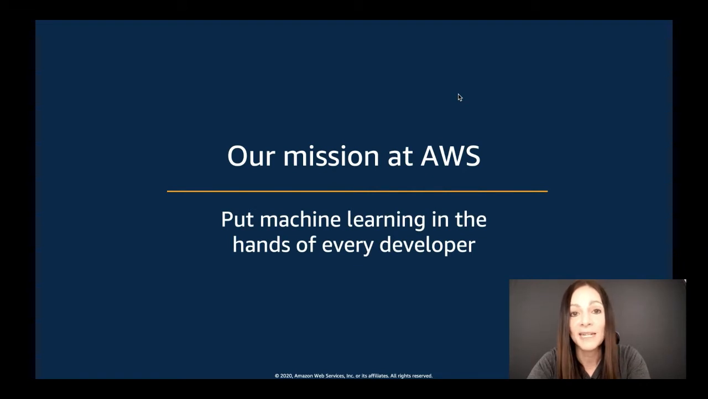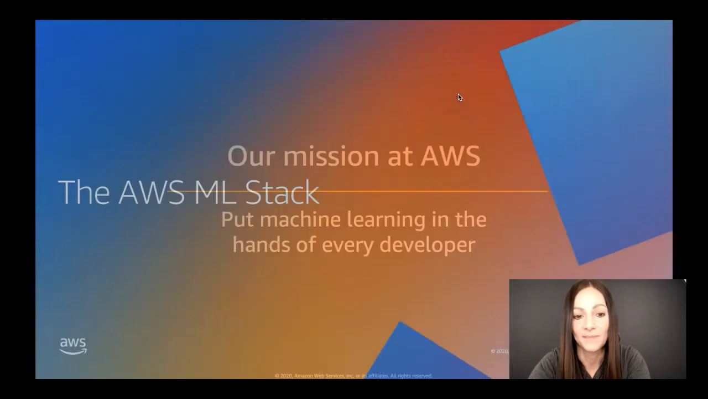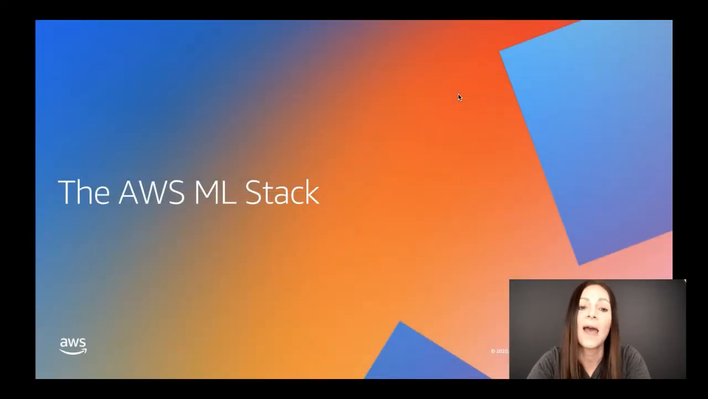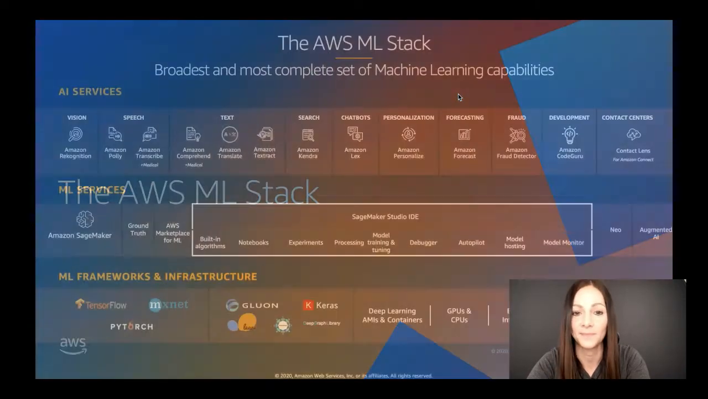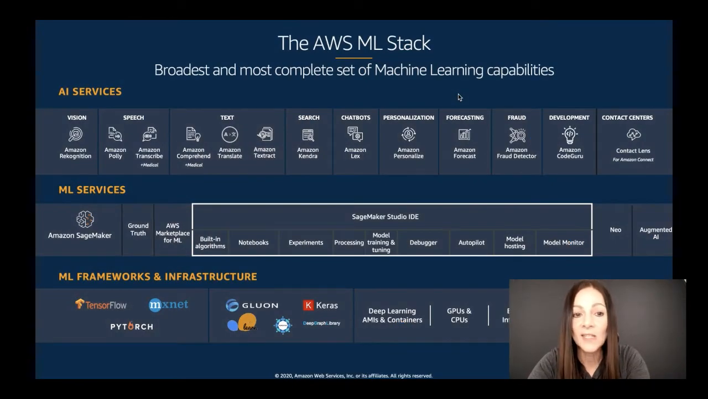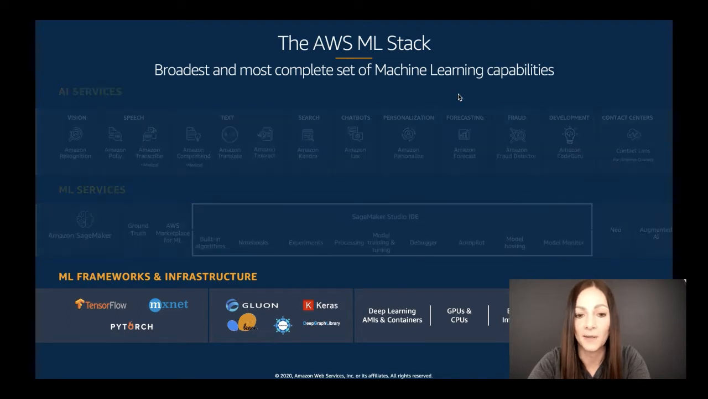Our mission here at AWS is to put machine learning in the hands of every developer. So let's have a look at what the AWS ML Stack looks like. As you can see here, we categorize our machine learning services into 3 layers. And let's start here at the bottom layer. This is the frameworks and the infrastructure layer.